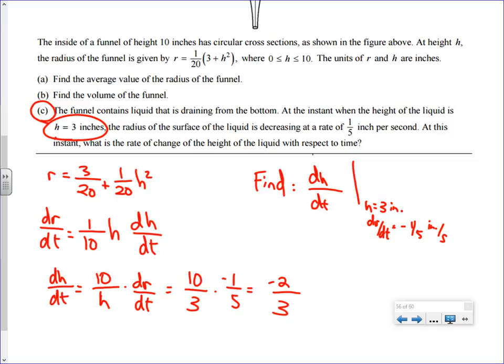And what is our height being measured in? Inches. What is our time being measured in?